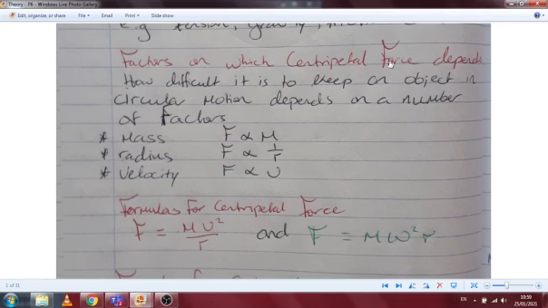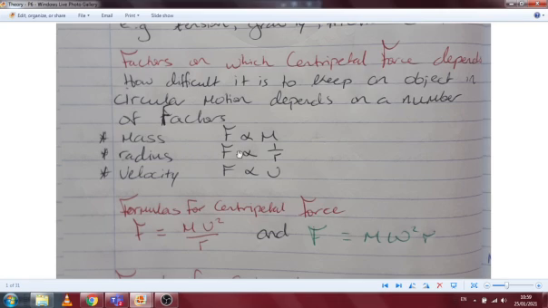So, the factors on which centripetal force depends. What will give you a large centripetal force or a small centripetal force? How difficult it is to keep an object in circular motion depends on a number of factors. So you want to keep something moving around. The first one is the mass. If you have a bigger mass, you're going to need more force to keep it moving in a circle. So force is proportional to mass.